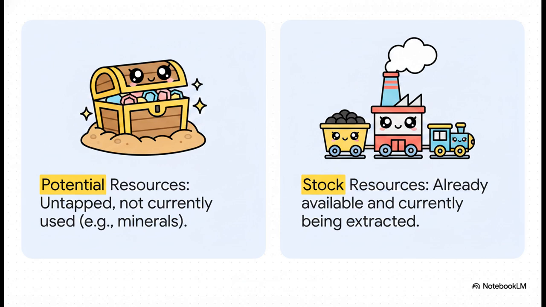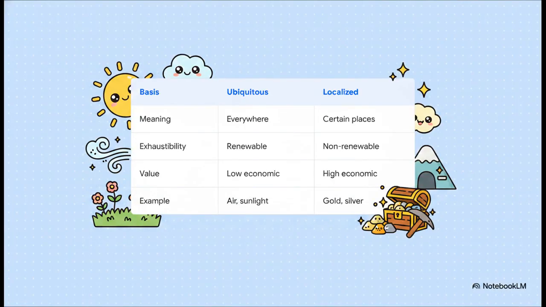A classic textbook example they might throw at you is the uranium found in Ladakh. It's a potential resource that could be a huge deal in the future, once our technology or economic drive catches up. Stock resources are the exact opposite. These are already available, actively being extracted and used immediately, like the coal and natural gas powering the lights in your house right now.